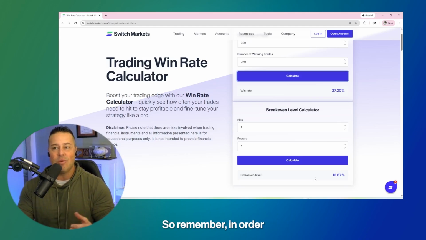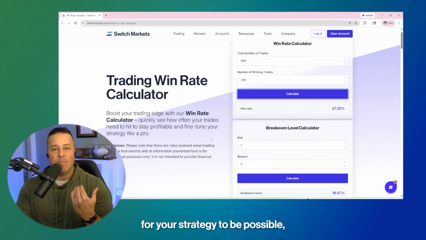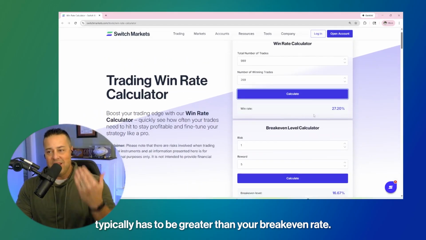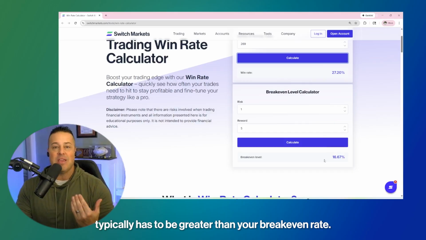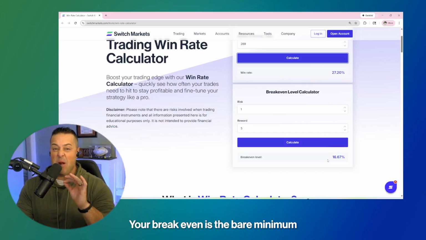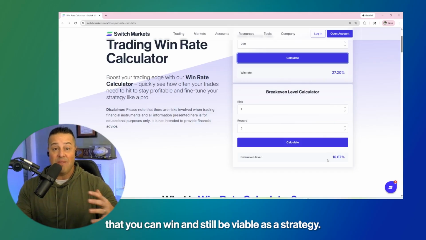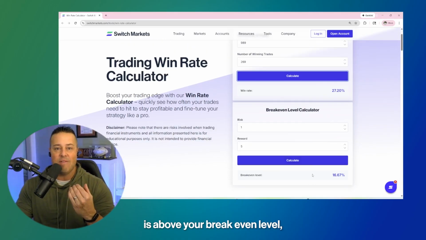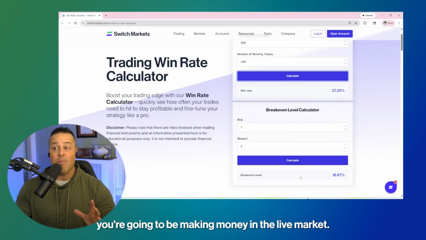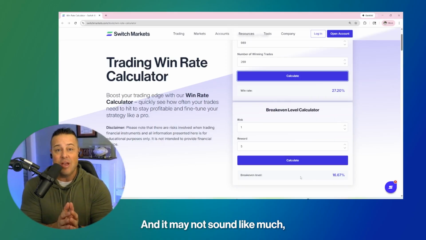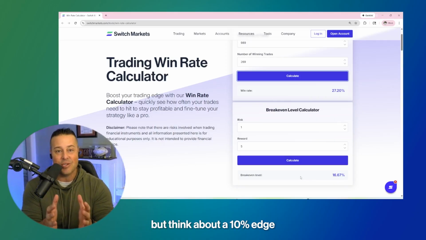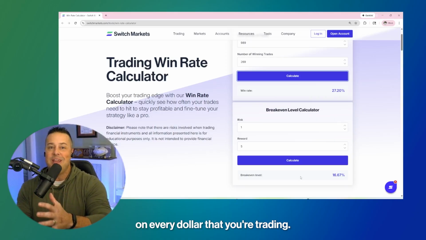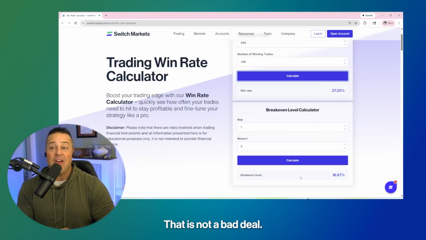That is our edge. So remember, in order for your strategy to be viable, your win rate typically has to be greater than your break-even rate. Your break-even is the bare minimum that you can win and still be viable as a strategy, but as long as your win rate is above your break-even level, you're going to be making money in the live market, and it may not sound like much, but think about a 10% edge on every dollar that you're trading. That's 10 cents on the dollar. That is not a bad deal.